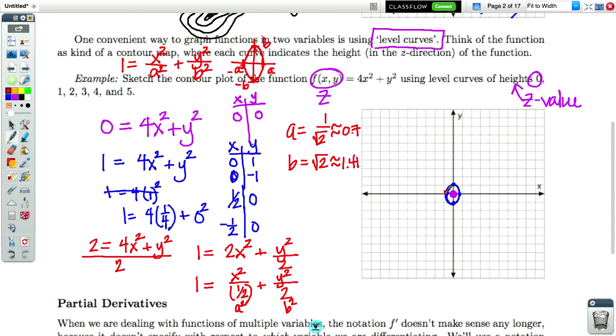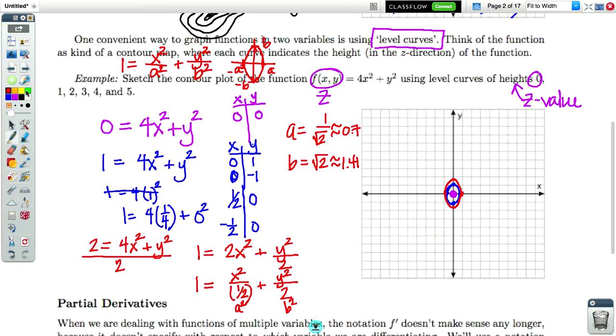So 0.7 is really close out here. It's a little hard to graph, and then 1.41 is somewhere right there. And this gives us another very skinny little ellipse. Now the height of that level curve would be 2 steps off of the paper. If I was actually graphing this in 3 dimensions, I would go up 2 for this red curve.